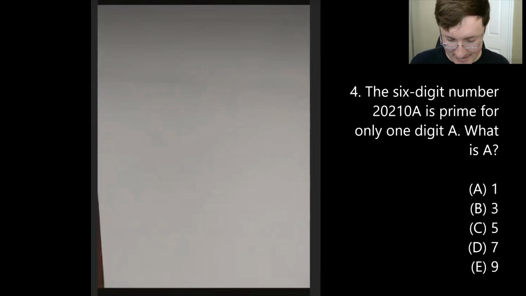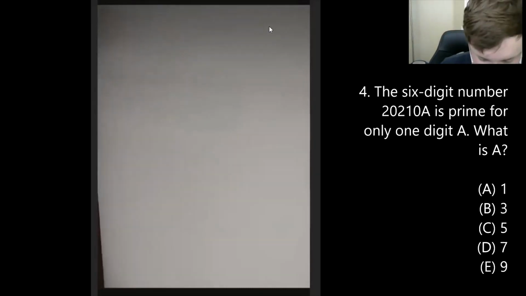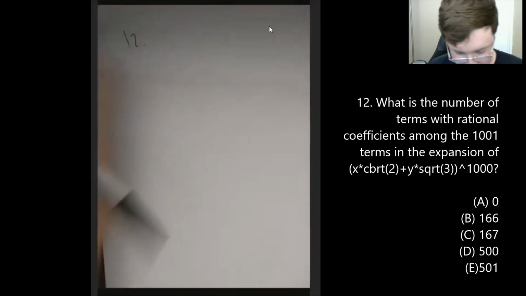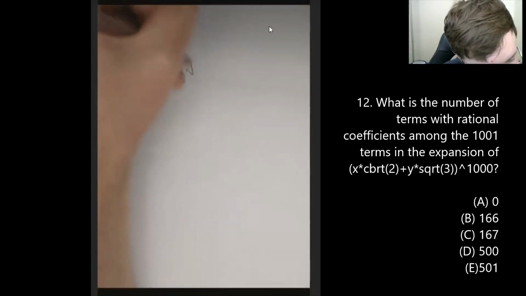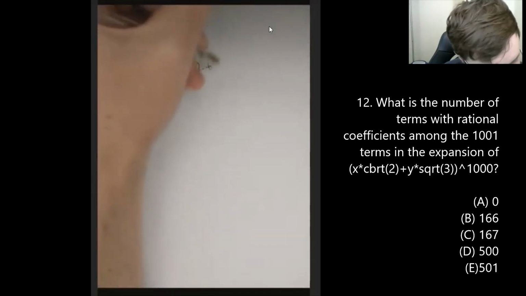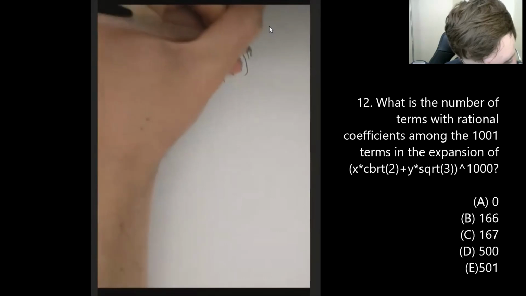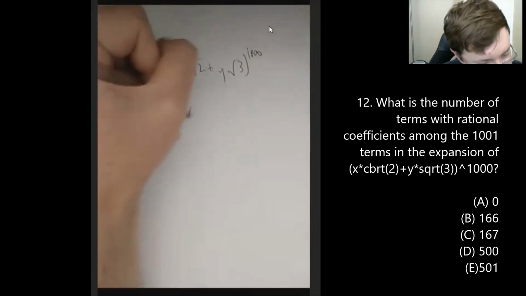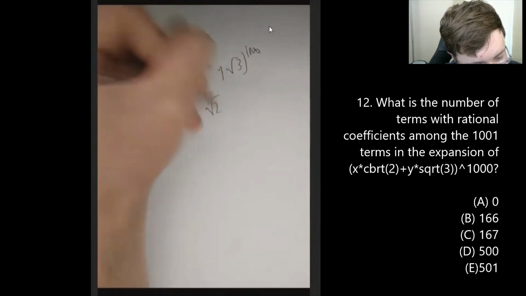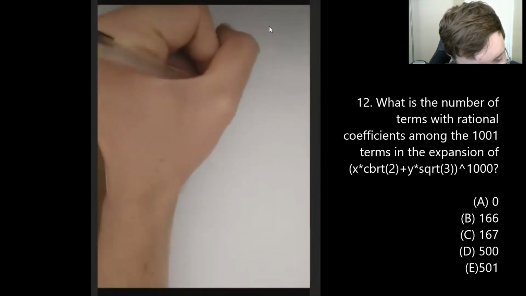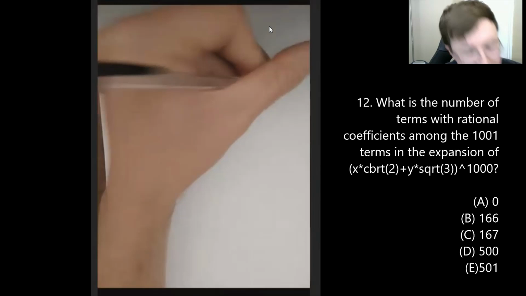Okie doke. Oh, yay. Okay, more number theory. Number 12. Okay, number of terms with rational coefficients in x times cube root 2 plus y times square root 3. Okay, so I've got x, well, I don't even care about the x's. I've got cube root 2 to the k times square root 3 to the 1,000 minus k.